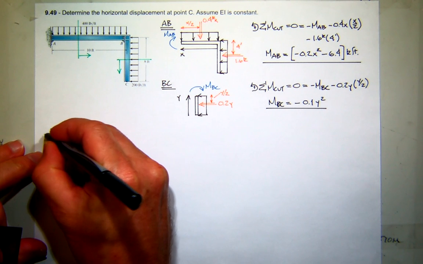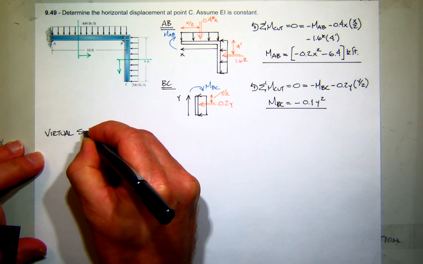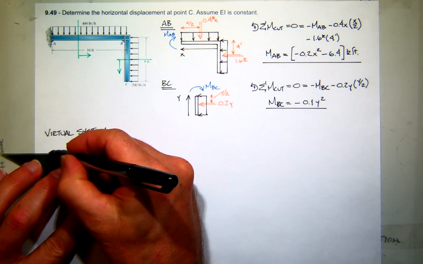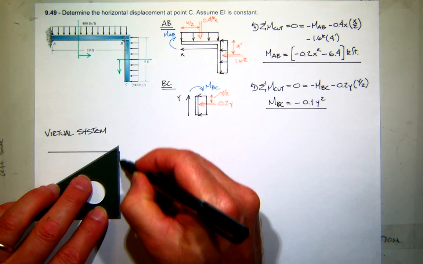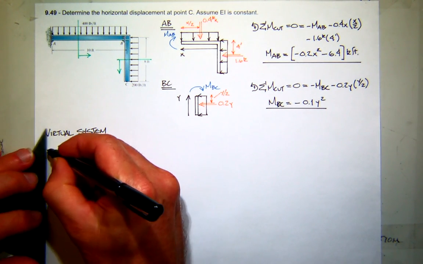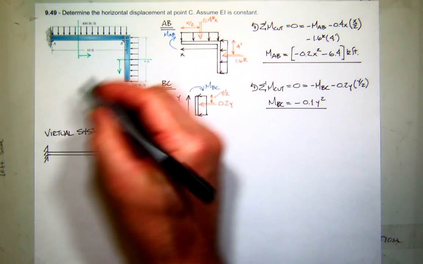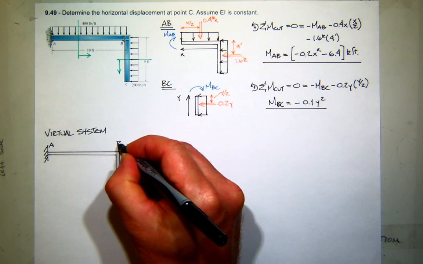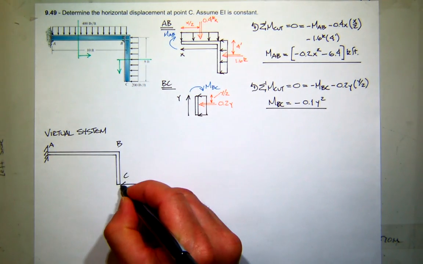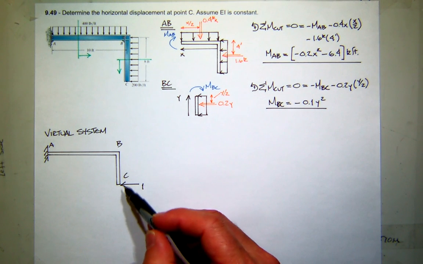So now what do we do? Well, let's go back and do the virtual system. What's my virtual system look like? Well, the geometry is the same. We've got the same structure. Now let's consult the problem. The problem says I want the horizontal displacement at C. So here's A, B, C. I want the horizontal displacement, so I'm going to assume my structure moves to the left. So there's my horizontal virtual force at C.